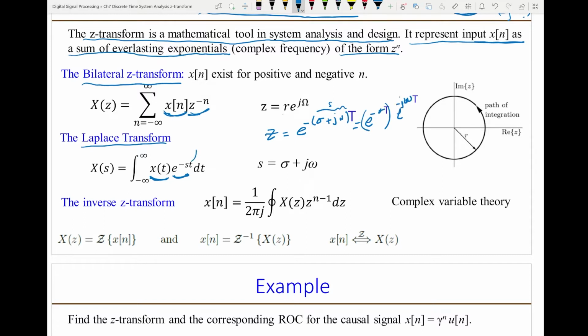And t here will be n times the sampling interval. And integration is for a continuous signal, for discrete it is a summation. And that's the relationship between X of z, the Z transform, and X of s, the Laplace transform. And as I said before, that z, everlasting signal, it has r, which is this one, and a frequency, which is omega. And the relationship between the digital frequency omega and the analog frequency is this one.